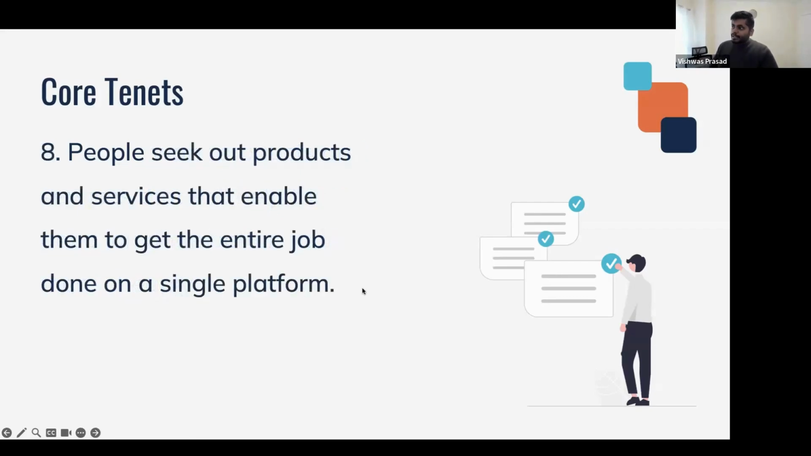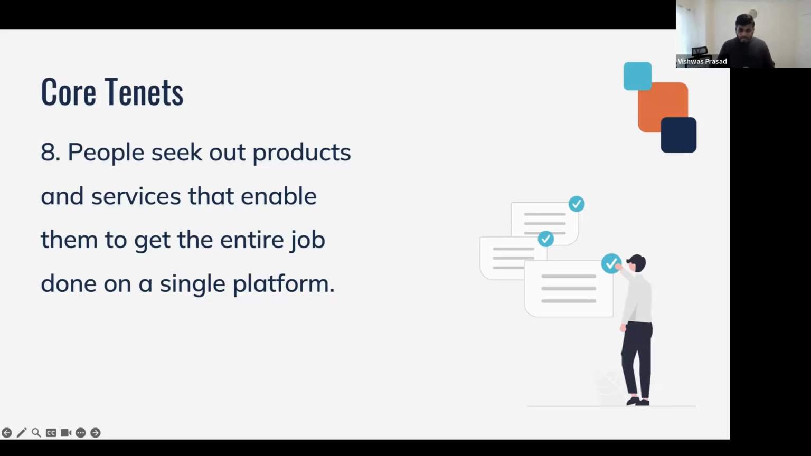The last but one tenet is people seek out products and services that enable them to get the entire job done in a single platform. So what this does is this actually focuses on 2 things. One is the need for the user to get integrated services or an end-to-end service to get their job done, as well as the need of a user to avoid context switching.